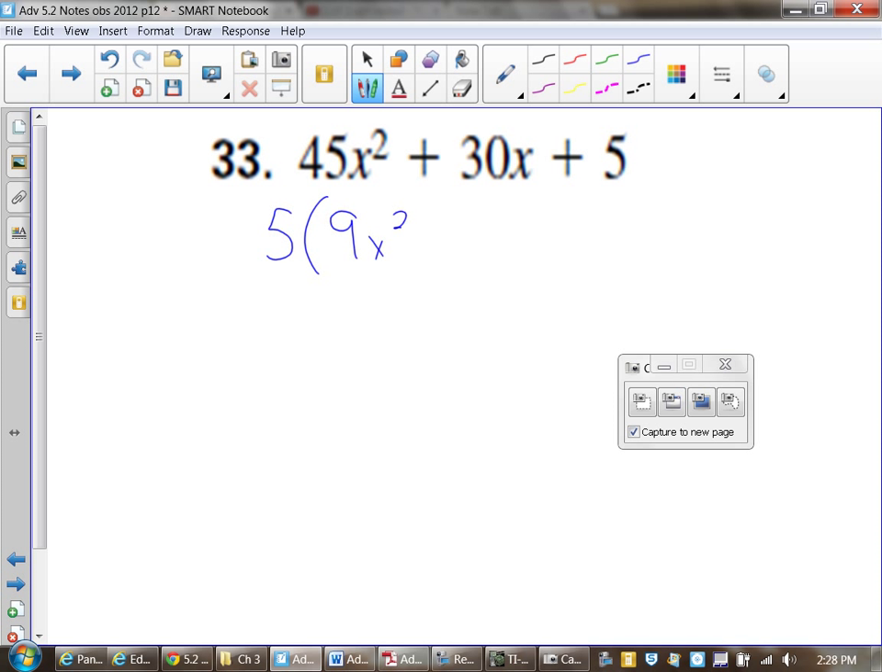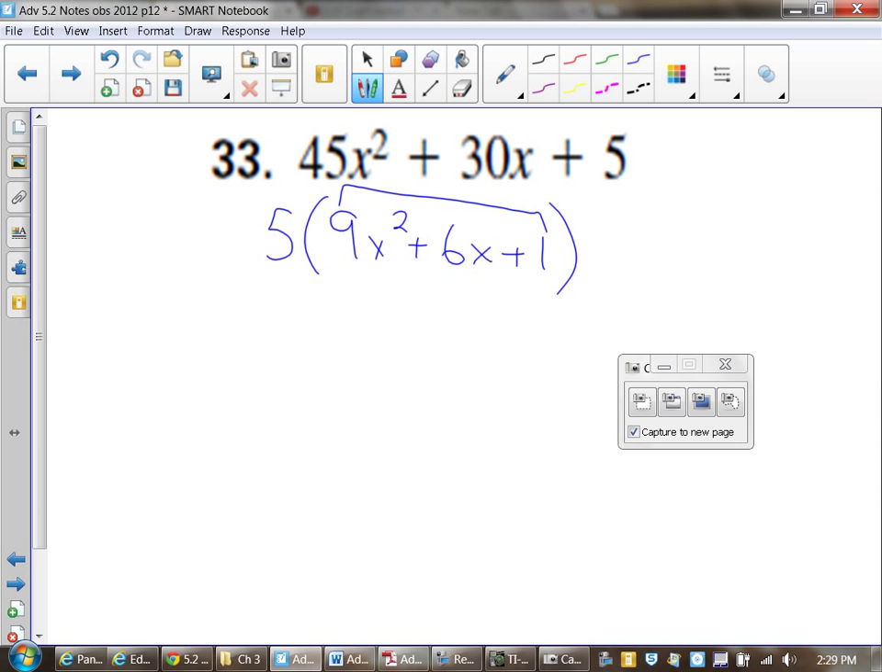Find the greatest. What times what is 9, and you add together to get 6? Why 9? 3 and 3. Wait, why are you doing 9 and 7 instead of 1 and 1? Don't you supposed to... I always multiply first and last. What's 9 times 1?